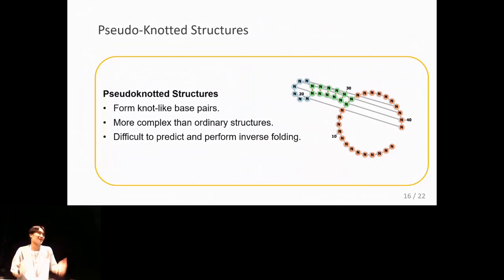All right. Next, let me briefly explain pseudo-knotted structures. Unlike ordinary structures, pseudo-knotted structures form base pairs like these. And due to their complexity, it is very difficult to predict and perform inverse folding on pseudo-knotted structures.